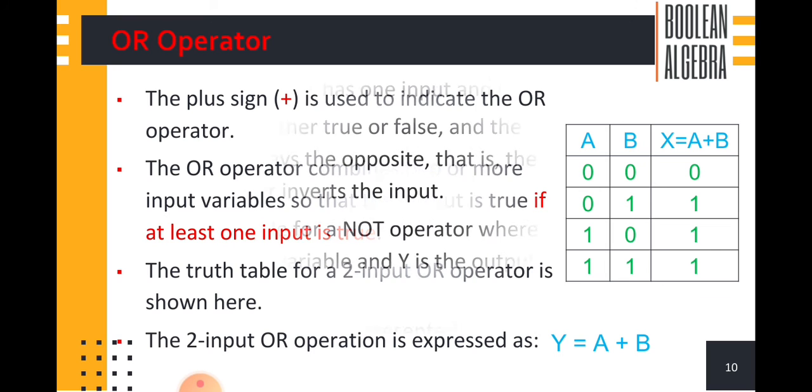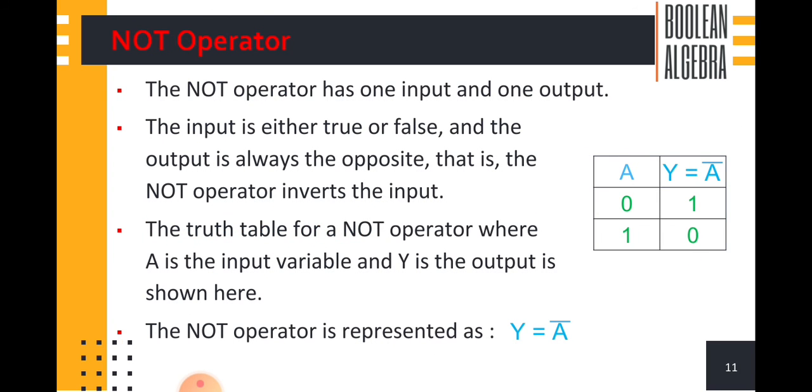Next we see the NOT operator. The NOT operator has one input and one output. How many inputs are taken? Only one input, and it gives one output. The input is either true or false. With only one variable, how many combinations are possible? 2 power 1 is equal to 2. So only two possible inputs are given to the NOT operator, that is either 0 or 1.